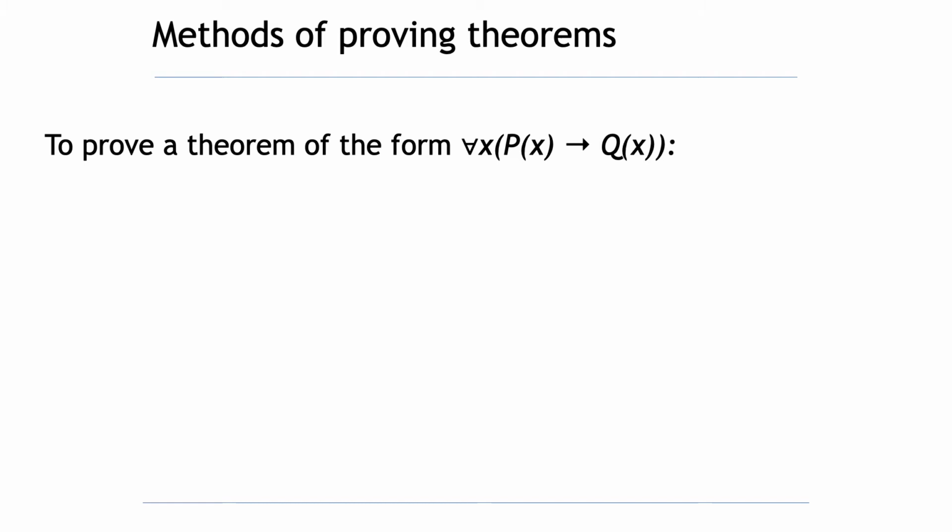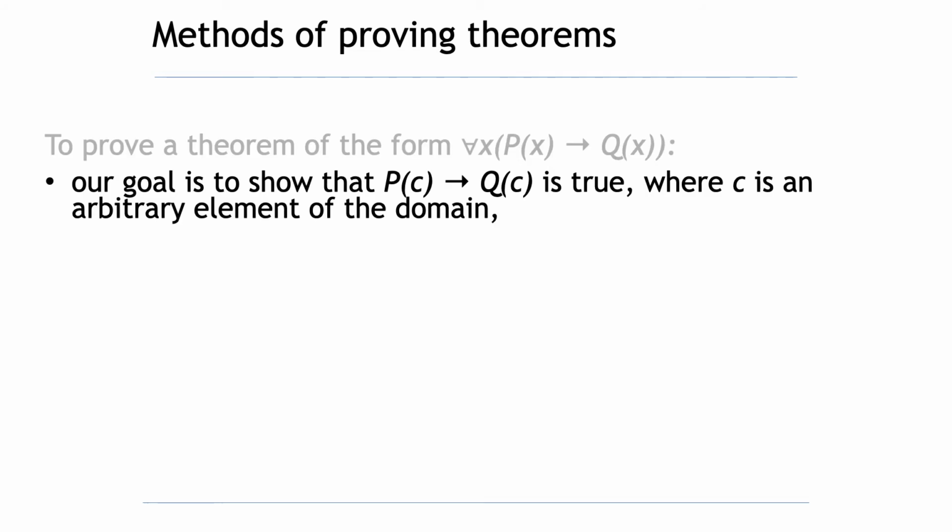So, in this case, we need to show that the conditional statement is true. As you can see, the theorem has the form for all x, P(x) implies Q(x). So it is a conditional statement. And we want to prove that this conditional statement is true. Because of this, we now focus on methods that show that conditional statements are true.